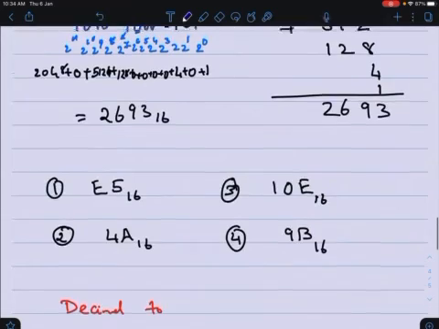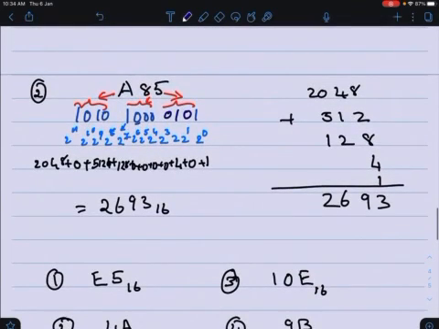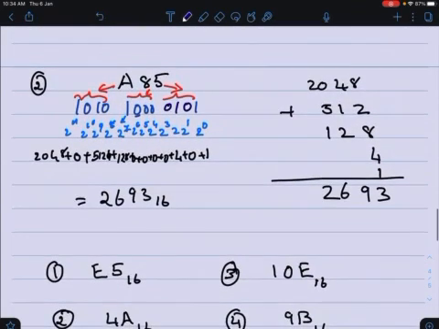Now take an assignment. Convert the following hexadecimal numbers to the decimal number system: E5 to the base 16, 10E to the base 16, 48 to the base 16, and 9B to the base 16.